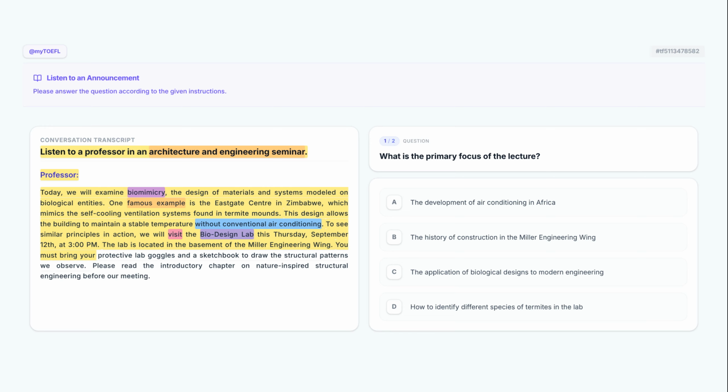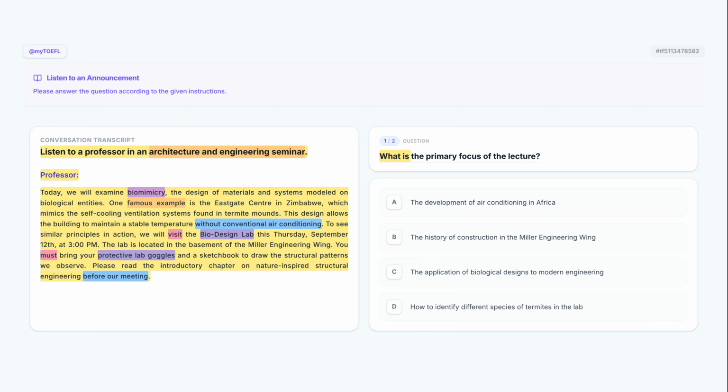You must bring your protective lab goggles and a sketchbook to draw the structural patterns we observe. Pay attention to the word must, which signals a strict requirement for students to bring specific equipment like protective lab goggles. Please read the introductory chapter on nature-inspired structural engineering before our meeting. The speaker concludes with a reading assignment that students need to complete before our meeting.